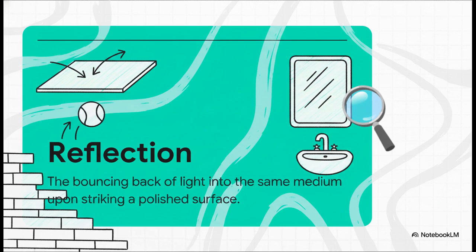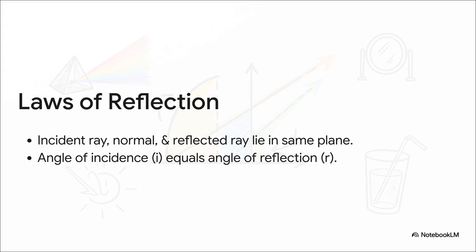An incoming ray, what we in physics call the incident ray, hits a beautifully polished surface, like your bathroom mirror, and bounces right back as a reflected ray. Now, I want to be clear, this bouncing isn't just some random event. It follows strict, predictable rules, which we call the laws of reflection. This brilliantly illustrates the predictable nature of physics.